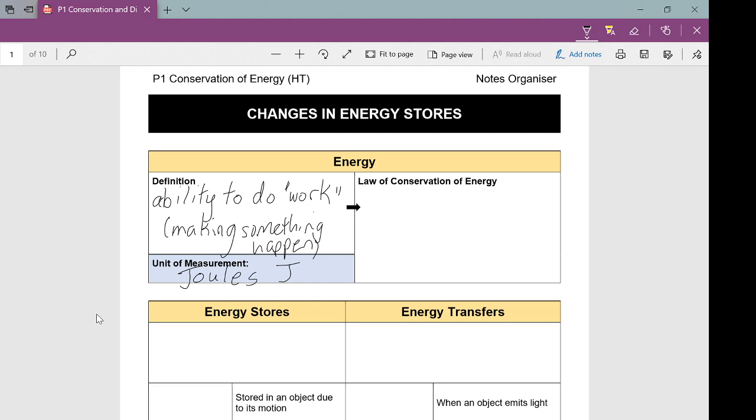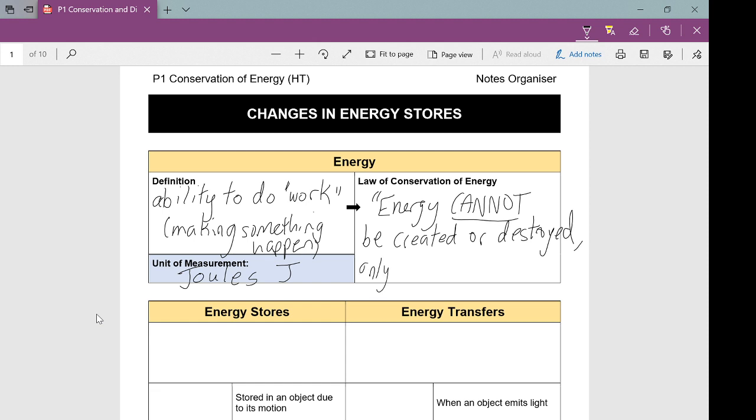We have to always have energy come from a source before we can actually use it. So the law of conservation of energy is this. Energy cannot be created, so out of nowhere, or it can't disappear into thin air either. It can't just disappear. Created or destroyed, only transferred.